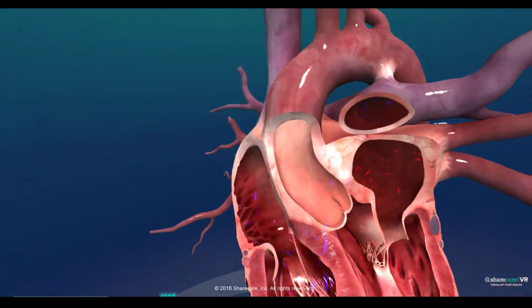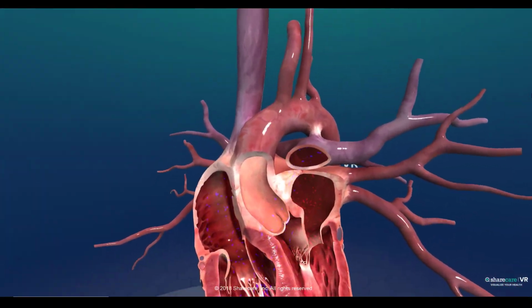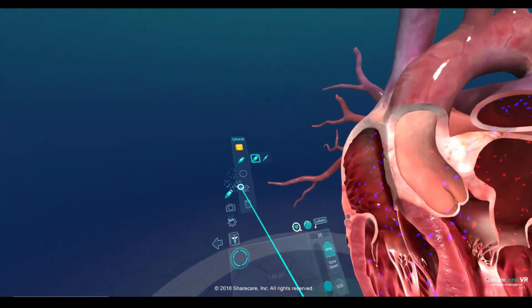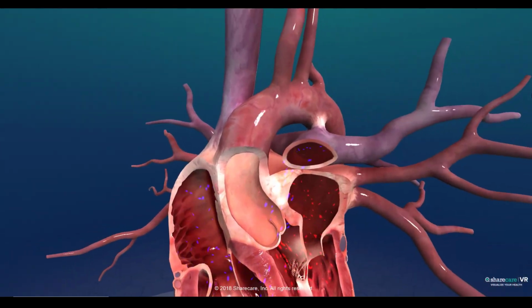All right, so that concludes taking a look at the heart and its associated vessels. If you have any questions, feel free to let me know.